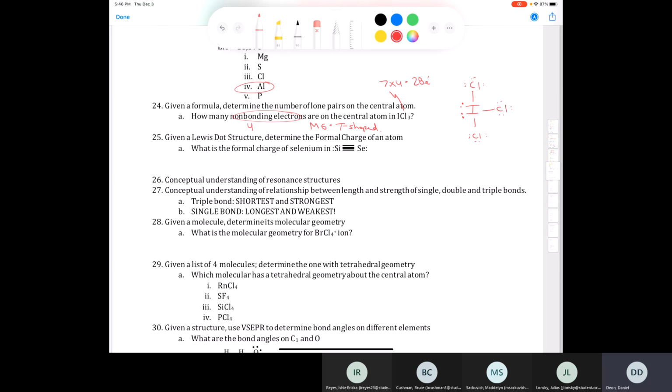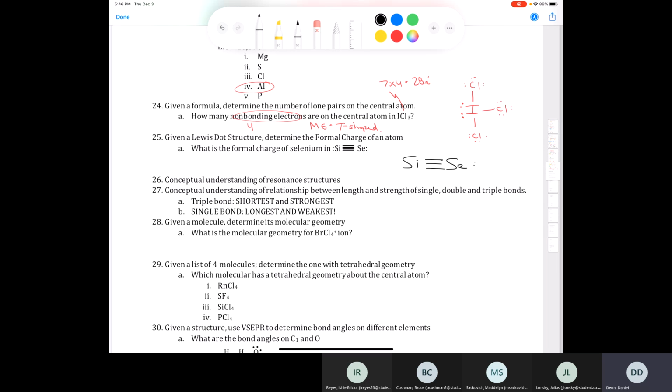Number 25, given a Lewis dot structure, determine the formal charge on an atom. It's asking us what is the formal charge on the elements in this Lewis structure. This is supposed to be a triple bond. It's not really abundantly clear, I don't think. Or maybe I just can't see it.